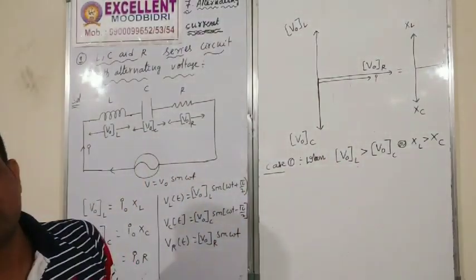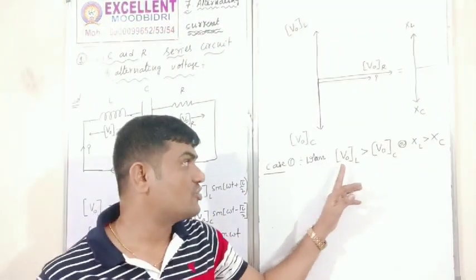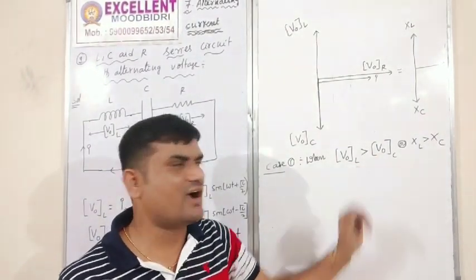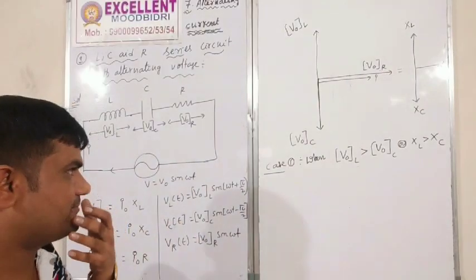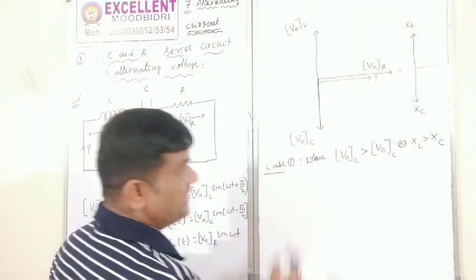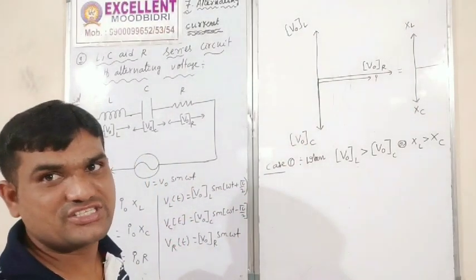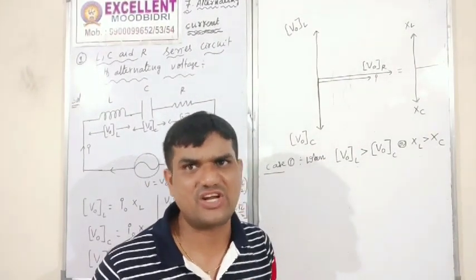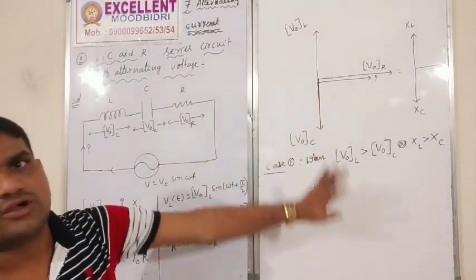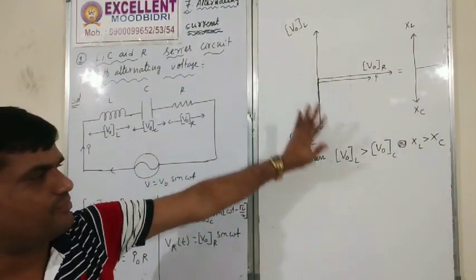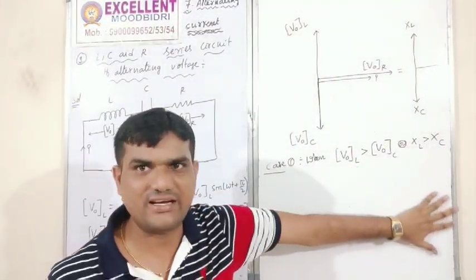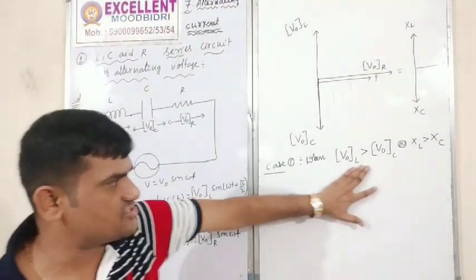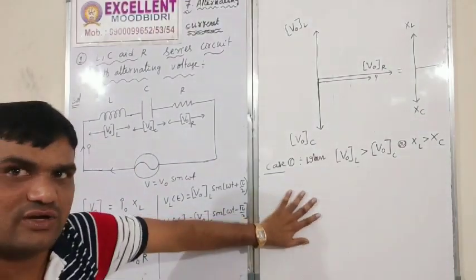Now case 1: when V naught L is greater than V naught C, what would happen? We can solve this with the help of the phasor diagram. The easy process is the phasor diagram. There is one more analytical process, but that is not required. With the help of the phasor diagram we will solve this problem, and in the examination also you can write this one only.